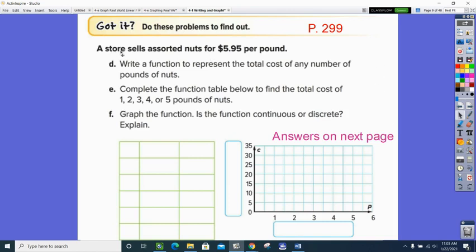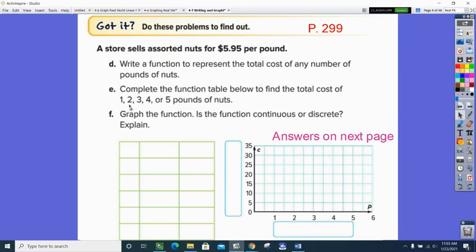So you're going to, a store sells nuts for $5.95 per pound, and you're going to write a function rule that represents the total cost of any pounds of nuts. You need to decide what your variables are. You're going to define them. One is X, one is Y. What is your choice here when you're buying nuts? And then what would the Y, the dependent variable, be?